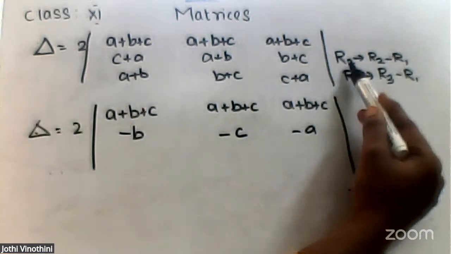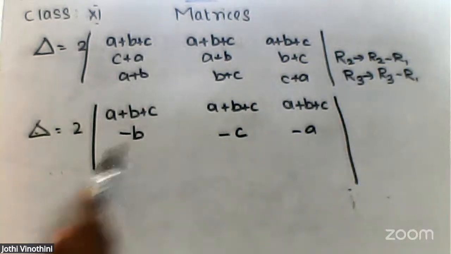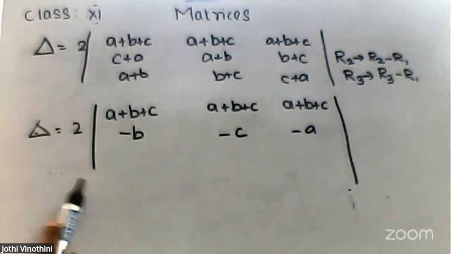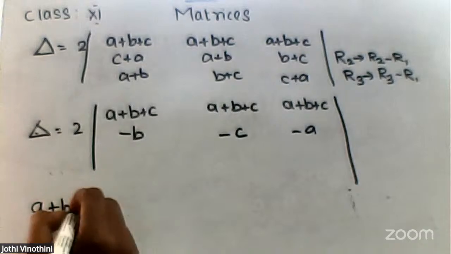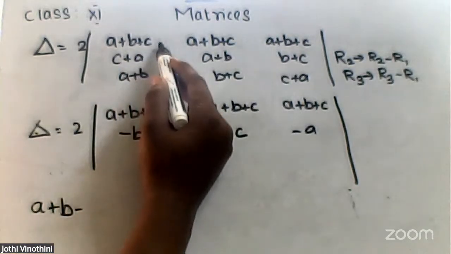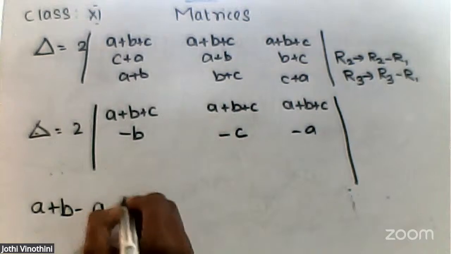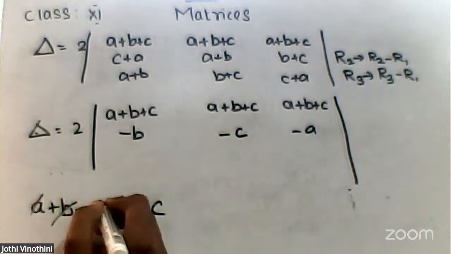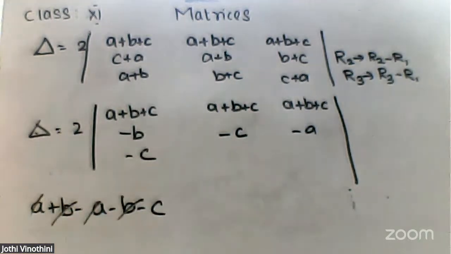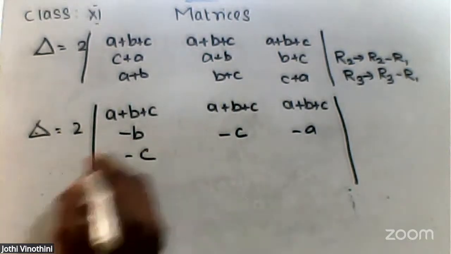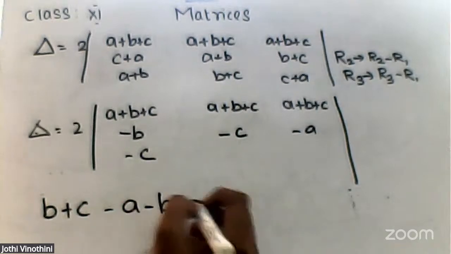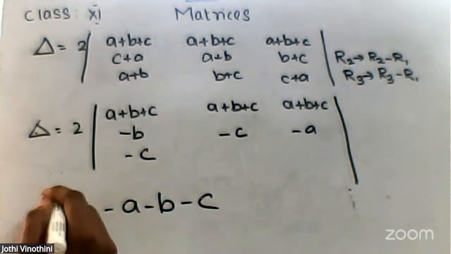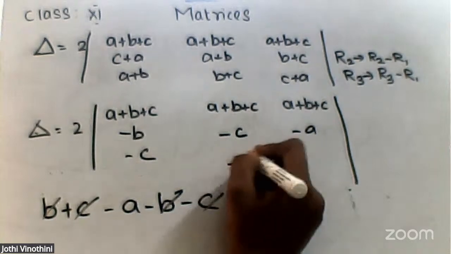So what is R2? R2 is R2 minus R1. We did it. So what is R3? R3 is also R3 minus R1. So what is the first element in R3? A plus B minus, we are going to subtract R1, which is A minus B minus C. So these will get cancelled. It is minus C. So what is the second term? It is B plus C, minus R1. So these will get cancelled, so it becomes minus A.